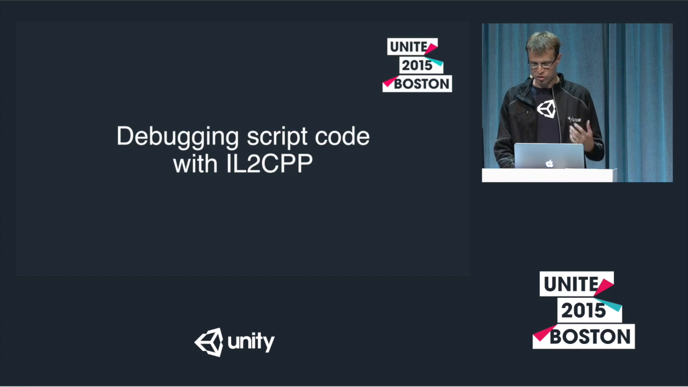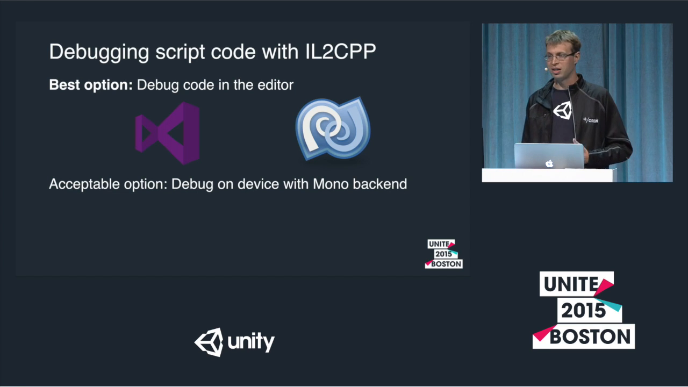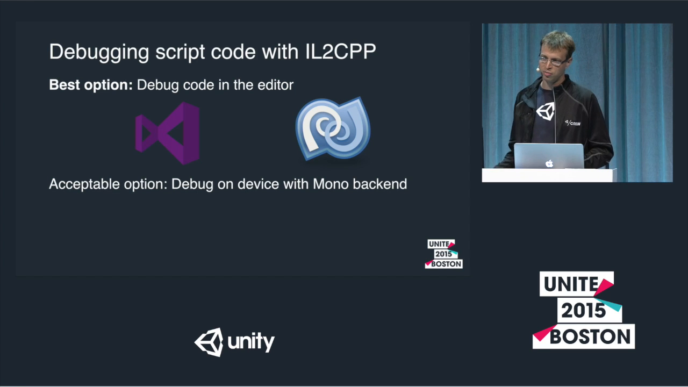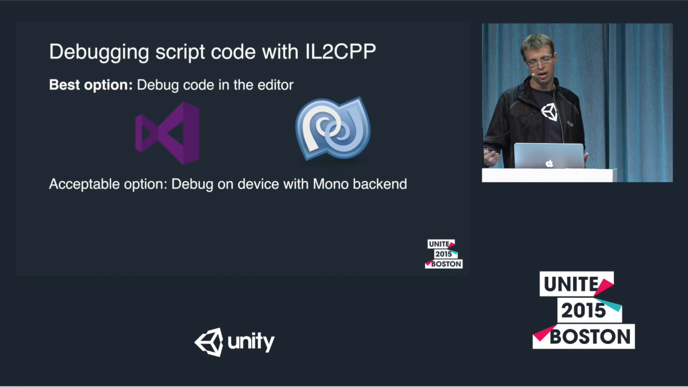And the first real answer to how to do that is simply to not do it. The best option for debugging script code is still in a code editor. At 5.2, we shipped the really nice integration with Visual Studio. If you're working on Windows, debug your script code there. It's great. We've got MonoDevelop, of course.